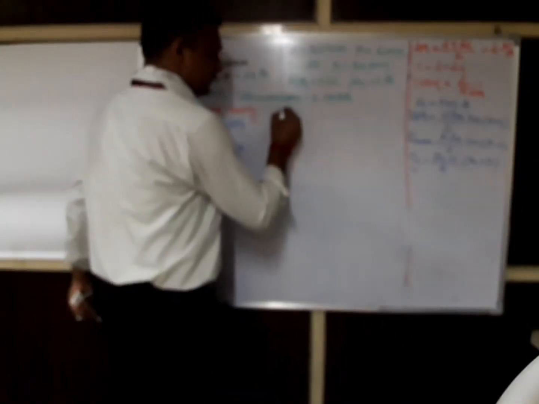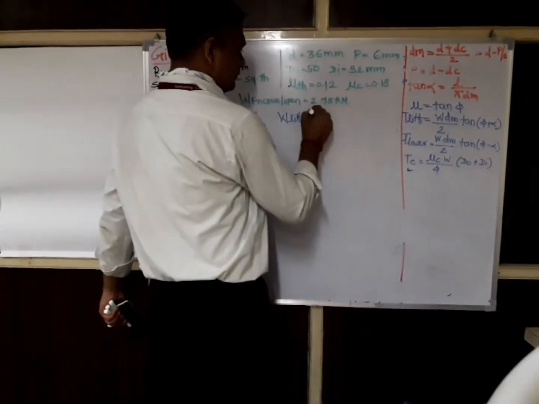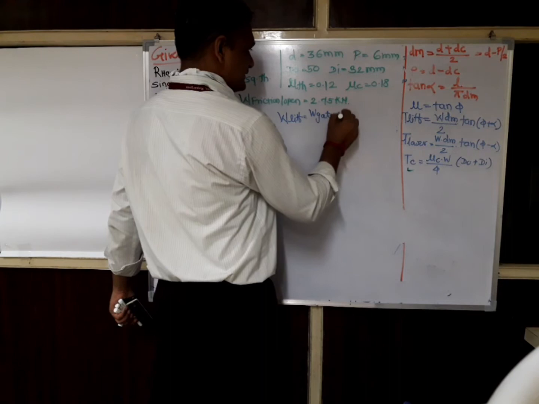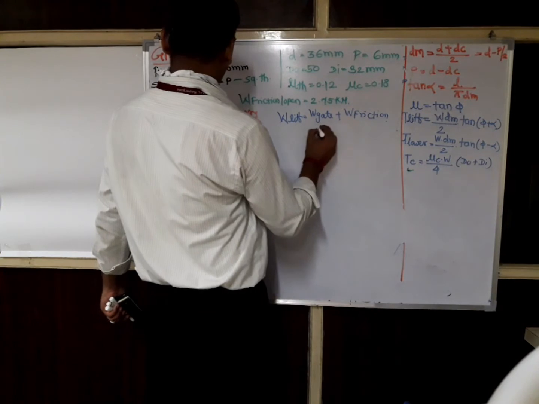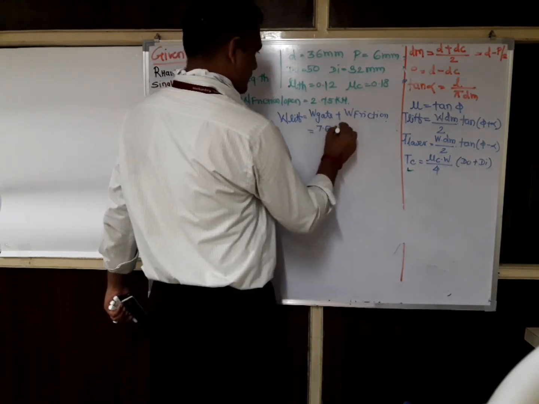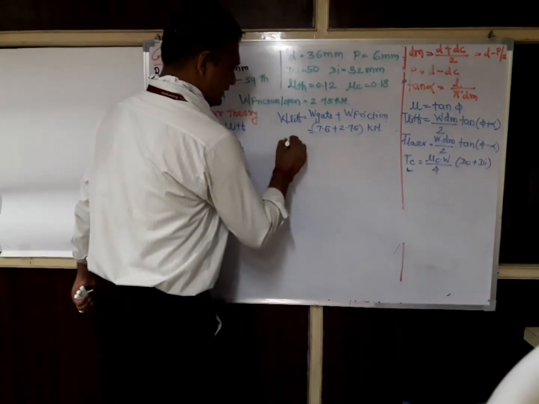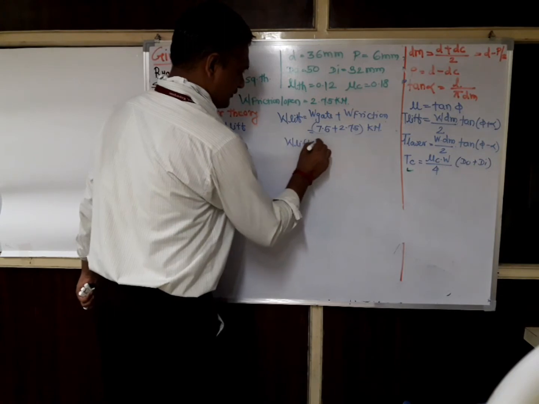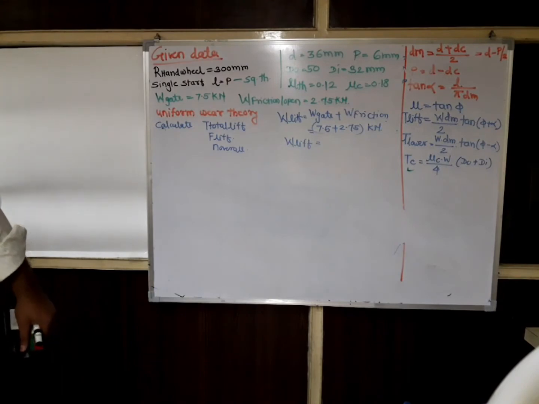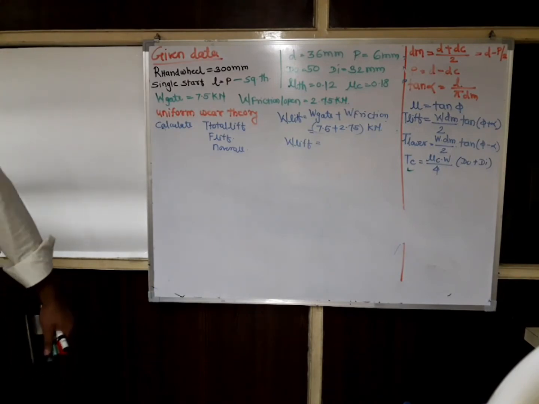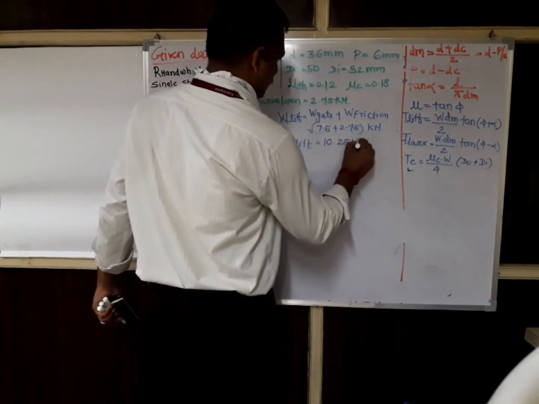That means W for the lifting of gate will be equal to W of gate plus W of friction. Therefore that value will be 7.5 plus 2.75 kilonewton. Then W of lift, by using a calculator, will be equal to 10.25 kilonewton.